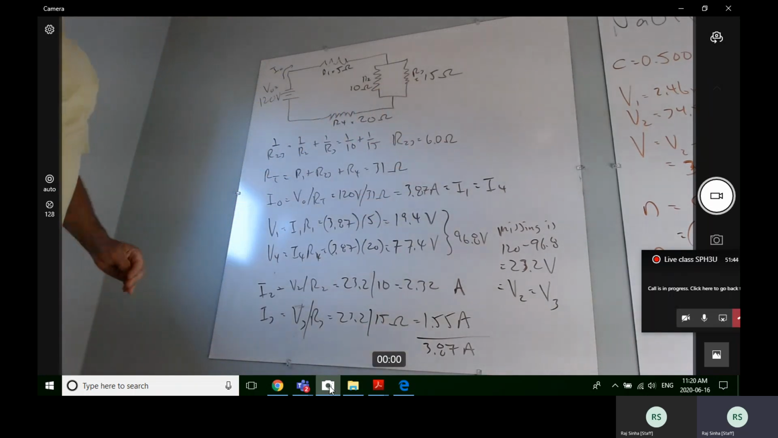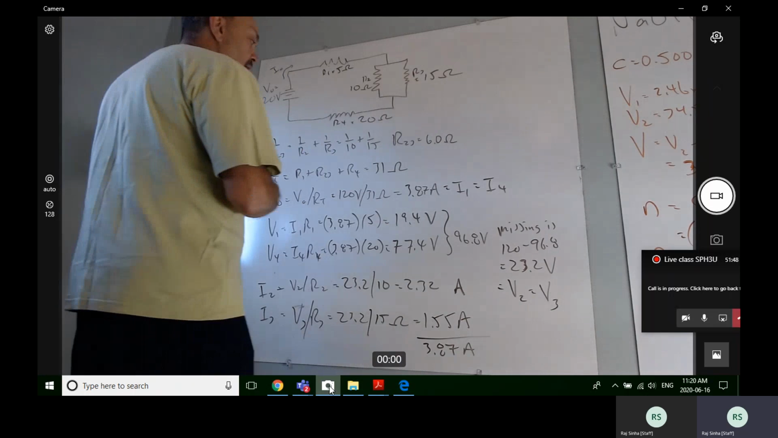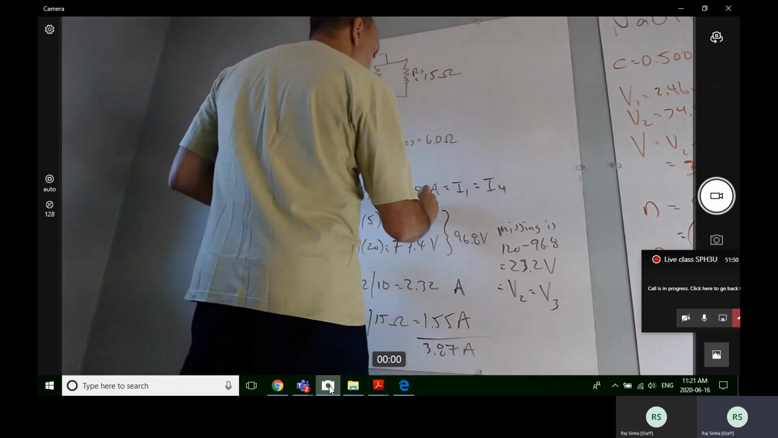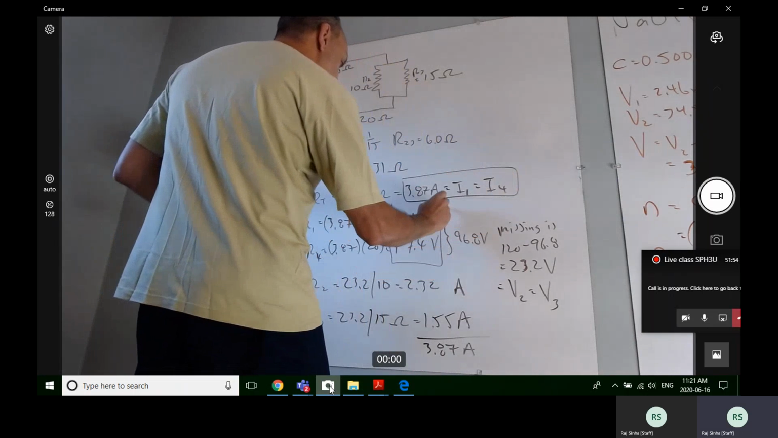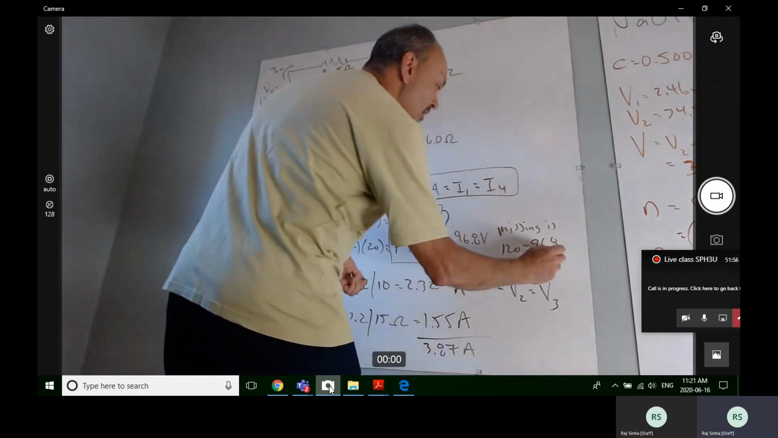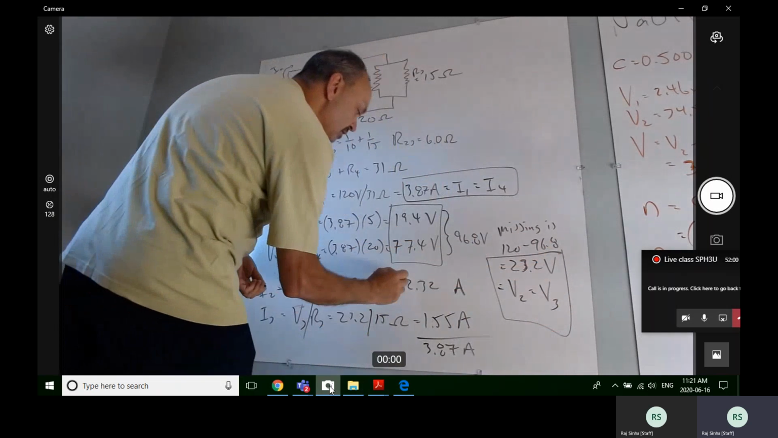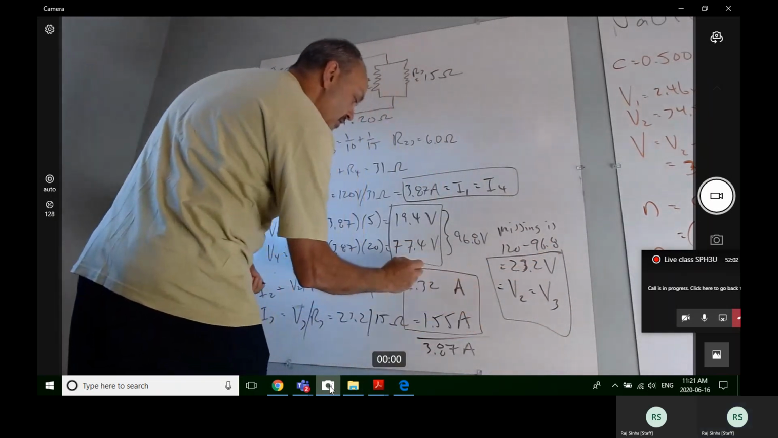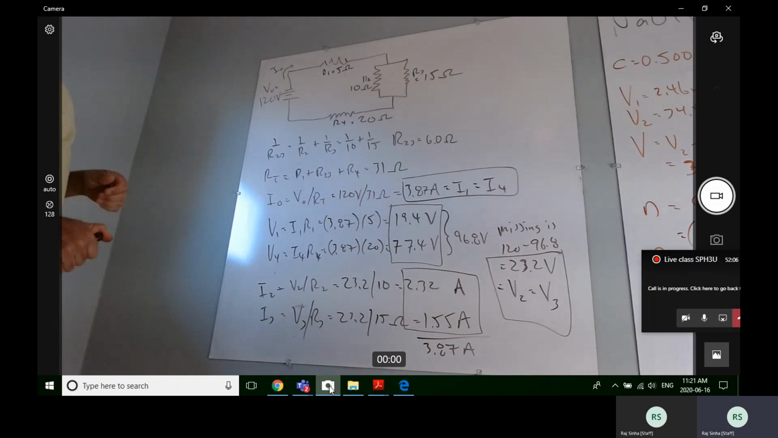So I now know all my currents and all my voltages. Right, there is my currents. Those are two of the voltages. These are two more, the voltages, and these are my missing two currents. So I know I1, I2, I3, I4, V1, V2, V3, V4.